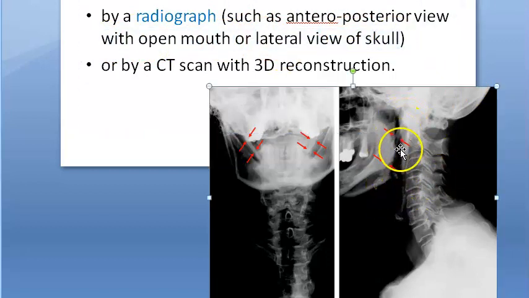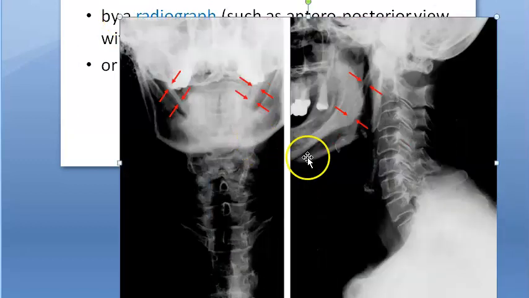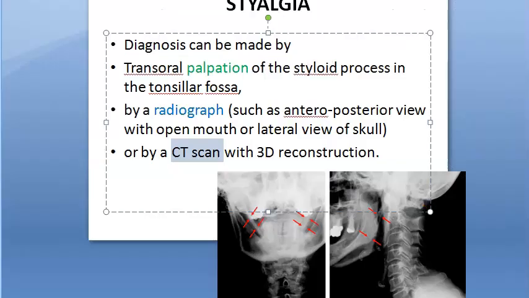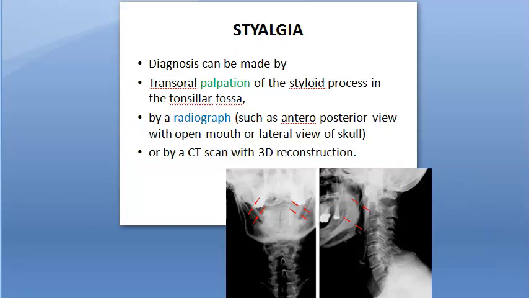So, this is lateral, isn't it? They are showing an elongated styloid process. You can see here, elongated styloid process, till here. You can see the elongated styloid process in the lateral view, right? And here also you can see. So, all this is Eagle syndrome. You can also do a CT scan with 3D reconstruction. So, this is how you will diagnose it.